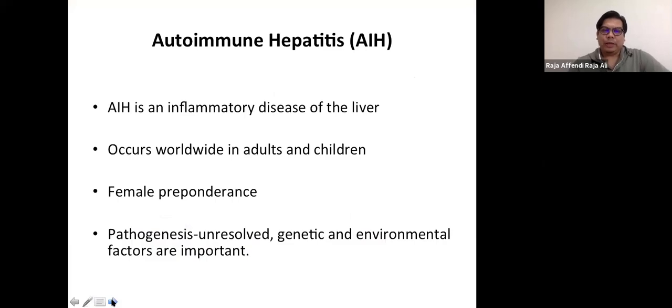We all know that AIH is an inflammatory disorder of the liver, occurring widely in adults and children. It is a disease with a female preponderance, and the pathogenesis is really unknown. Of course, there is accumulating evidence of genetic and environmental factors, and multifactorial involvement in this disease.